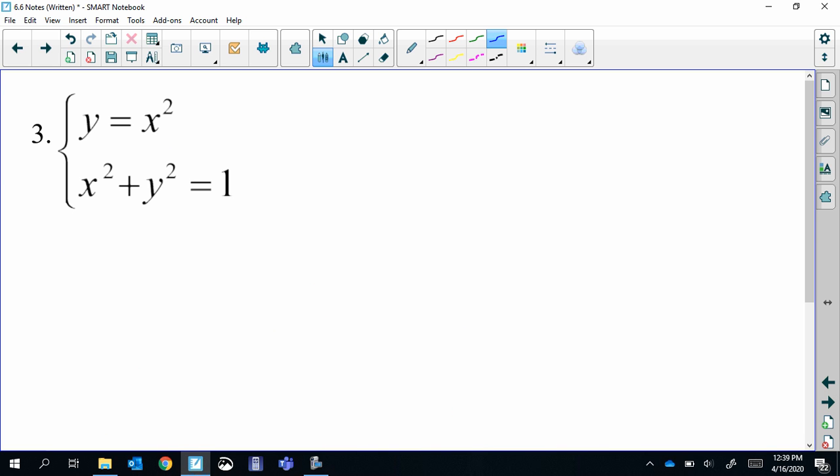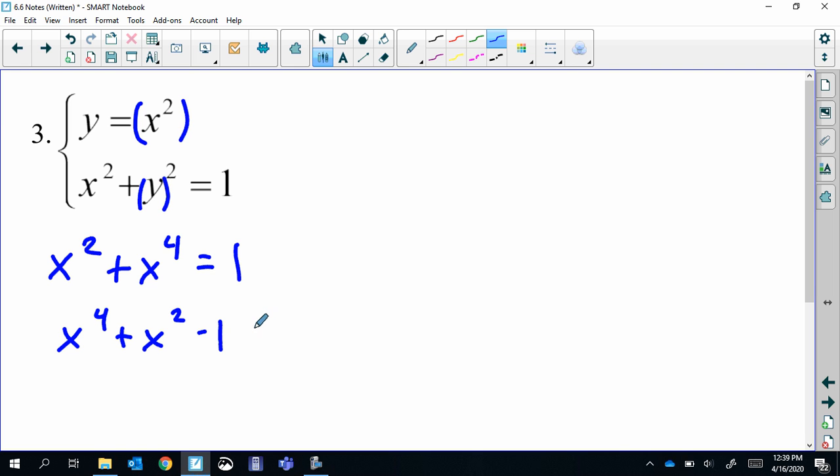All right, this one's a little bit harder because they both have x squareds. It actually is going to work out just the same though. We have y equals, so it's ready for substitution. We just replace y with what it equals. So we have x squared squared, which means x to the 4th. And this becomes factorable. Let's write it in standard form. So it still factors the same way that we've been doing. It's just our exponents are different.